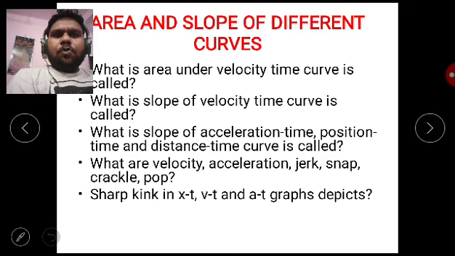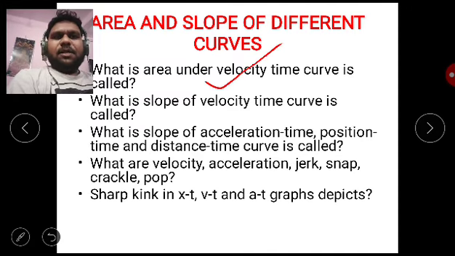We will do this in the form of question and answer. If somebody asks what is the area under the velocity time curve, the area under the velocity time curve is called displacement. The second question is, what is the slope of the velocity time curve? The slope of the velocity time curve is called acceleration.